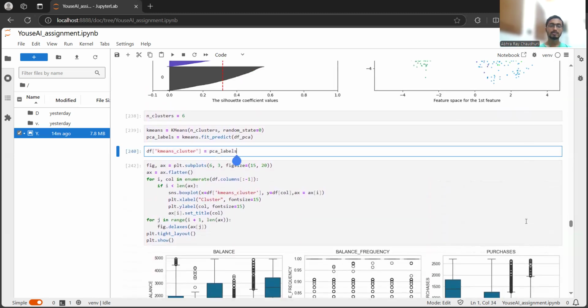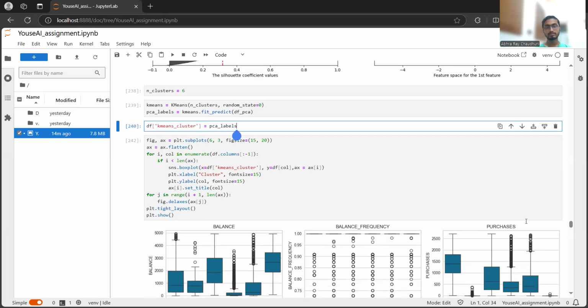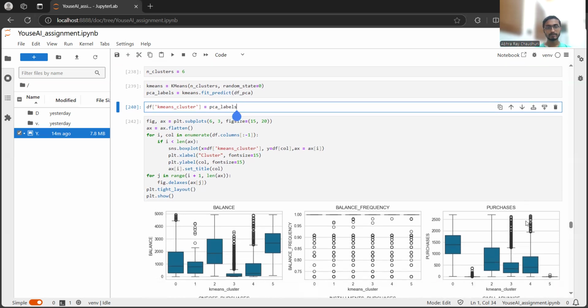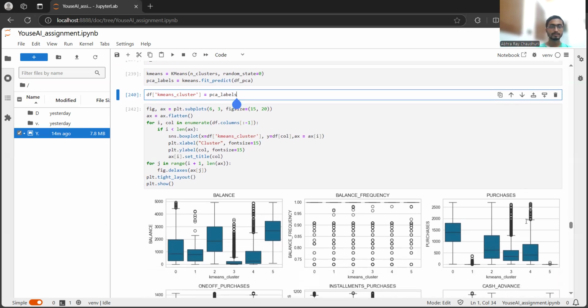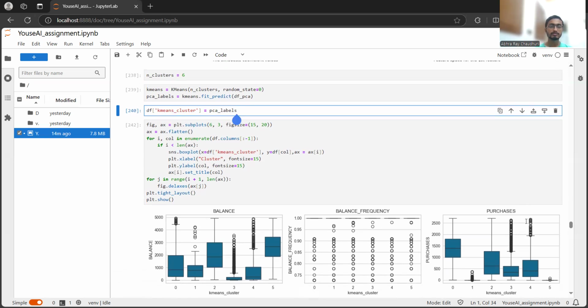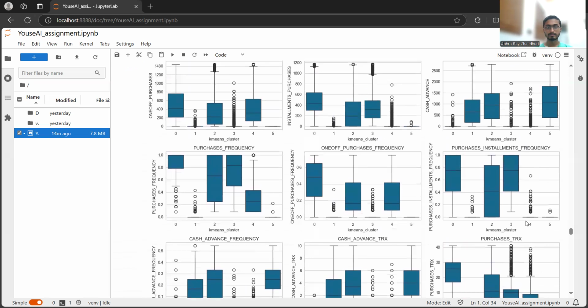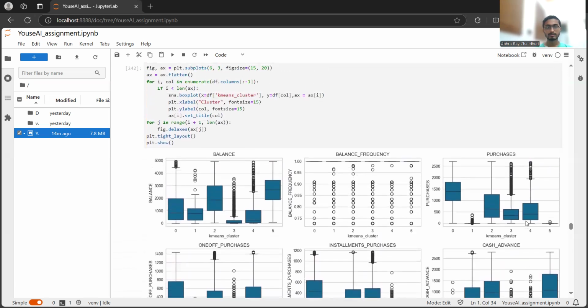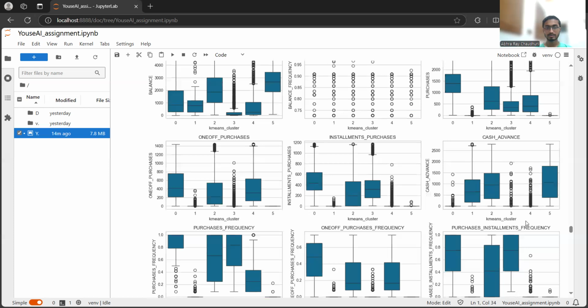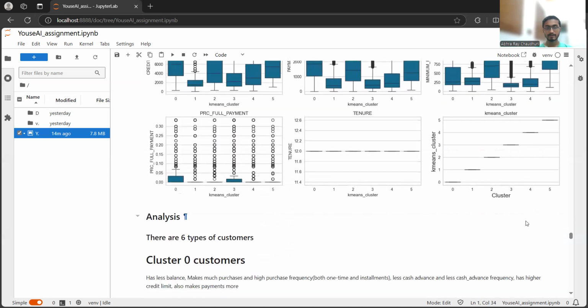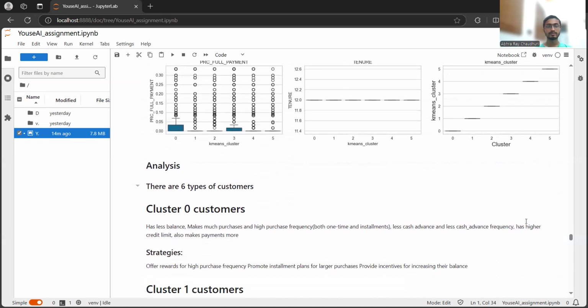We have added another column into the data called k-means cluster, which gives the cluster value to every row. From here we find the box plots. If we analyze those, we find there are 6 types of customers.